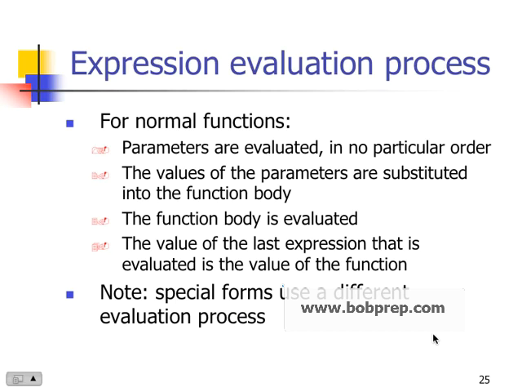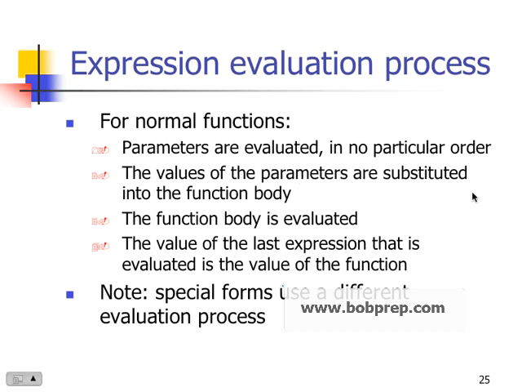So here we have the expression evaluation process that we can go through. And I don't know what happened to my bullets here, but those are bullet points. So for the normal forms, the parameters are evaluated in no particular order. So the parameters come in and they're just evaluated. There's no reason why you would expect the first one, second one, third one. There's no order to it.